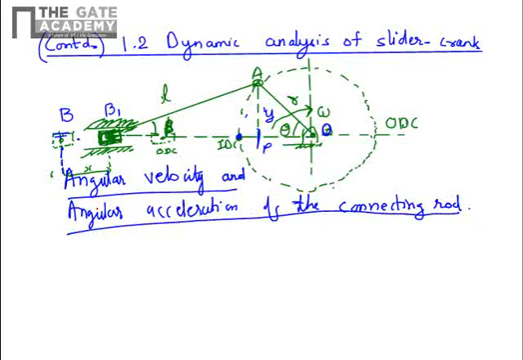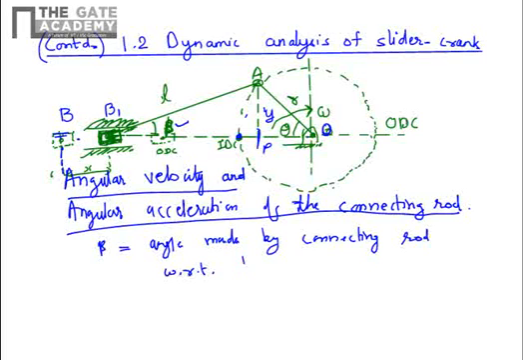Angular velocity and angular acceleration of the connecting rod means that you have to determine the rate of change of beta, the angle beta that you see here. So beta is the angle made by the connecting rod with respect to the horizontal axis, similar to theta, which is the angle made by the crank.